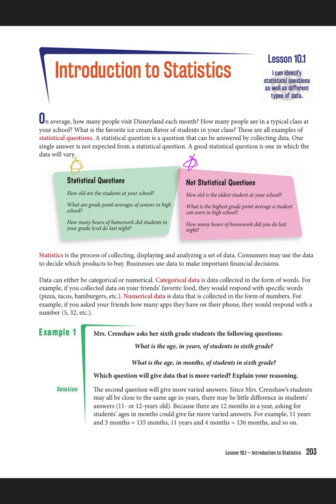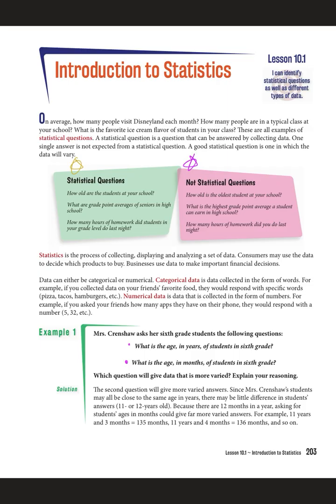Example number 1. It says Mrs. Crenshaw asked her 6th grade students the following question. First question is what is the age in years of students in 6th grade? Second question, what is the age in months of students in 6th grade? It says which question will give data that is more varied, and explain your reasoning. Will it be the first or the second? The solution: the second question will give more varied answers. Since Mrs. Crenshaw's students may be close to the same age in years, there may be a little difference in students' answers, 11 or 12.